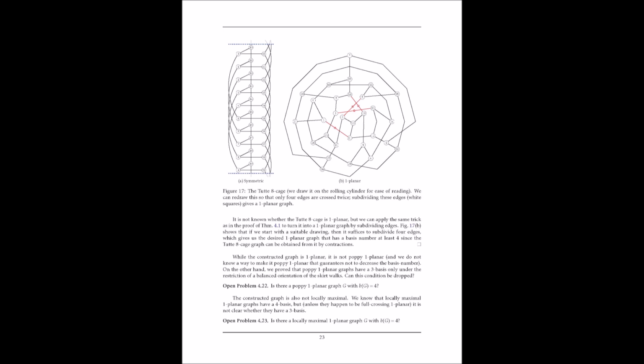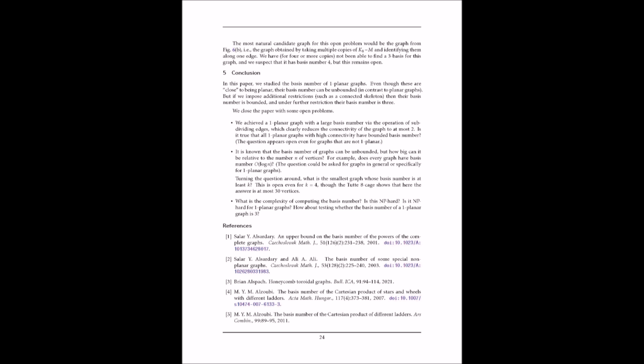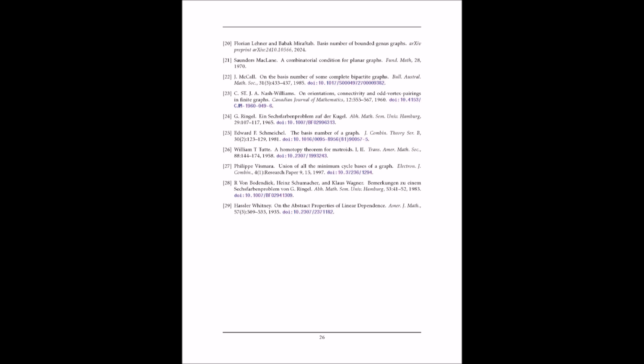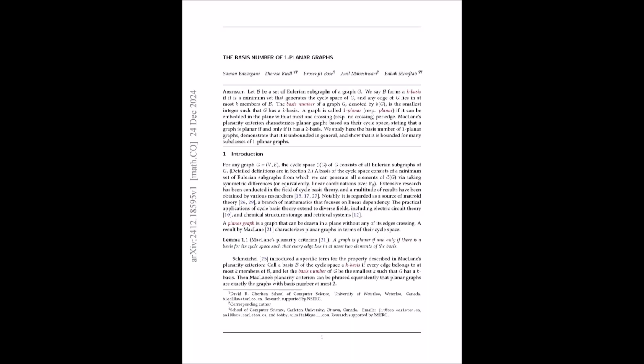Right. But the paper doesn't just focus on this wild, unbounded side of one-planar graphs, right? You're absolutely right. They also explore cases where the basis number is actually well-behaved. And that's where the concept of the skeleton of a one-planar graph comes in. Imagine you have a one-planar graph drawn out on a plane with all its crossings. The skeleton is the subgraph formed by all the edges that don't have any crossings. It's like we're stripping away the messy crossed edges and just looking at the clean planar backbone.